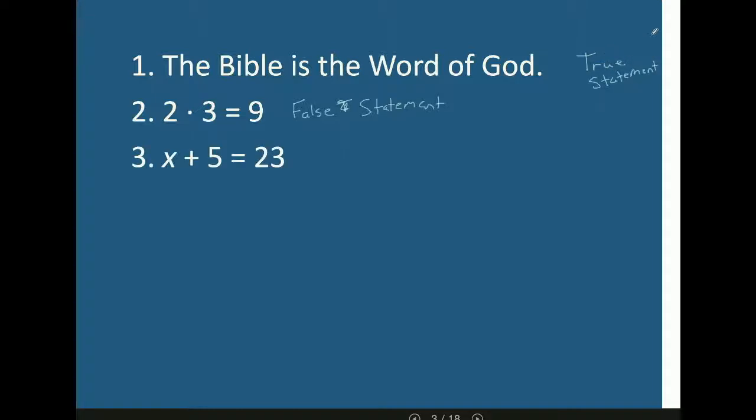Moving on to the next one, x plus 5 equals 23. Well, is this a statement? Is it either true or false? Actually, we don't know if it's true or false because it depends on what x is. So this one we would say is not a statement.